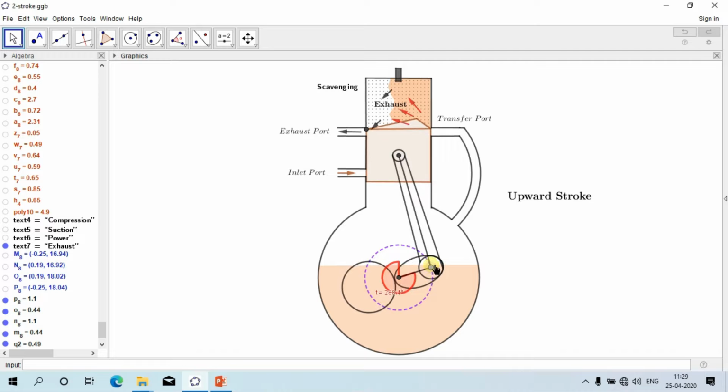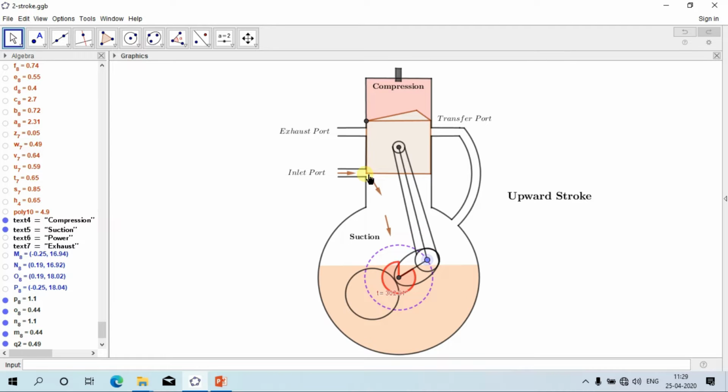Now when the piston moves further upward, you can see as soon as this inlet port is uncovered, the flow of charge begins. If we talk about a petrol engine, the charge will be a mixture of air and fuel. So the charge will come inside the crank casing, and the suction process will be going on in the crank casing.